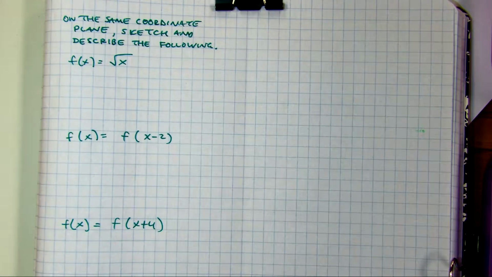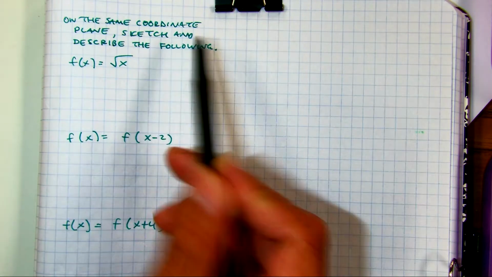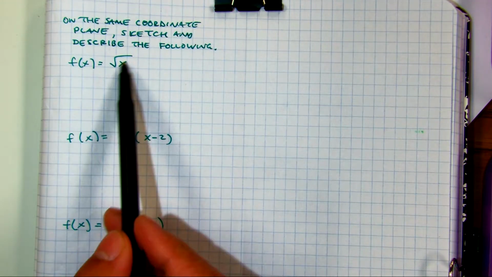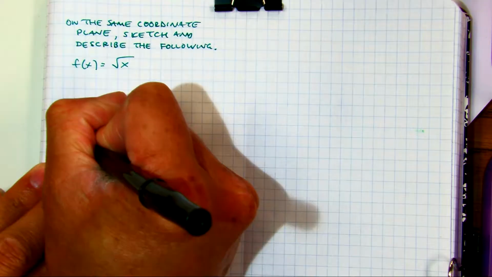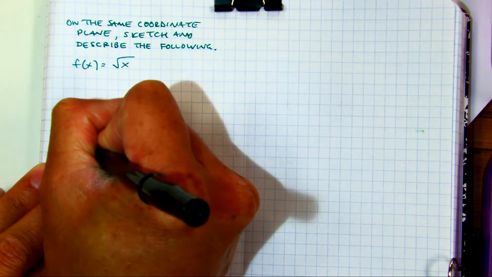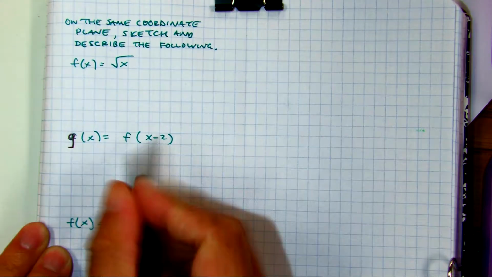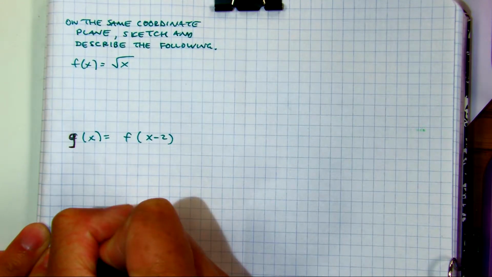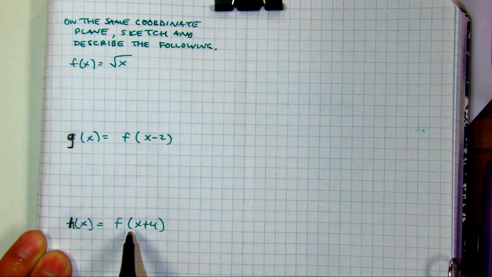Alright. On the same coordinate plane, sketch and describe the following. F of x equals square root of x. Maybe change it to a different function. G of x is equal to f of x minus 2. And we'll call this one h. H of x is equal to f of x plus 4.